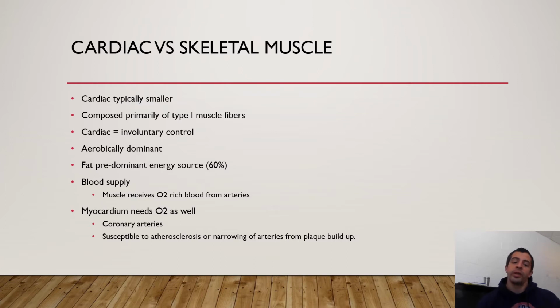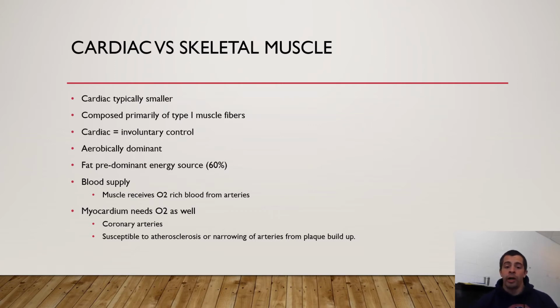Another major difference is that our heart beats all day. It's not under voluntary control. Compared to that, our skeletal muscle fibers are under voluntary control. We have to think, we have to send an electrical signal from our brain through our spine to tell our muscles to contract. Heart, not so much.